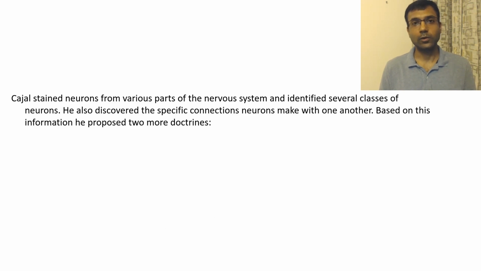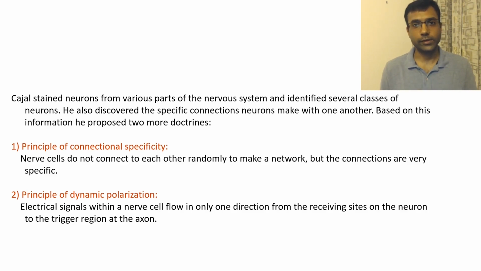So Cajal not only figured out that the brain is made up of individual neurons, but he also looked at the connections between neurons very carefully. And based on these observations, he was able to come up with two more principles. The first one is the principle of connectional specificity, which basically says that although there are very large number of neurons, the connections between them are not random in the brain, but they are actually made very precisely and in a particular manner if you compare from brain to brain.